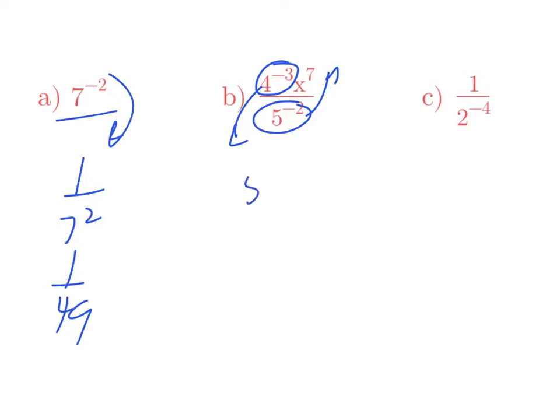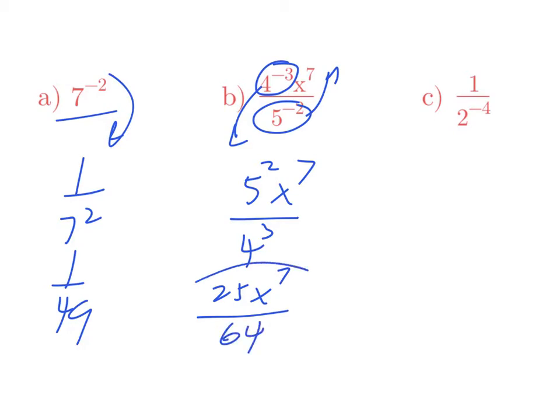So I end up with 5 squared, x to the 6th, over 4 to the 3rd. We can do 5 squared. That's 25 x to the 7th. 4 to the 3rd is 64. That is my final answer. How many had that? Okay, any questions? I had 32. All right.